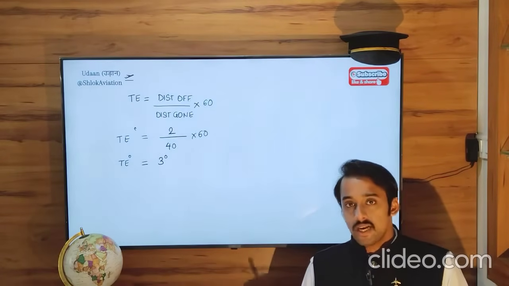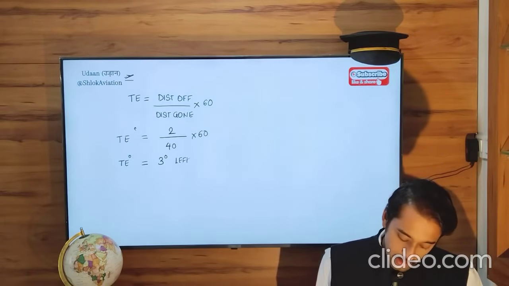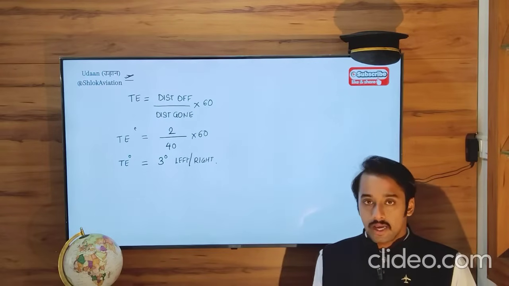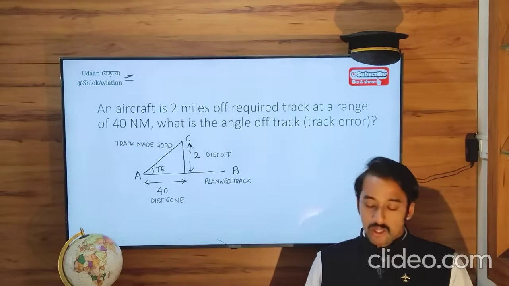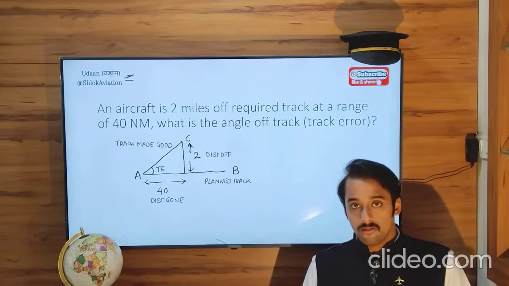Now this can be left side or right side. It's not given in the question. So 3 degree to the left or 3 degree to the right. So same, draw the diagram, label it. After labeling it, use the formula, substitute the values.